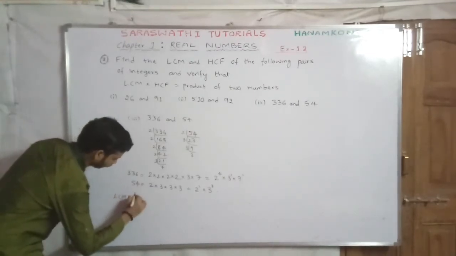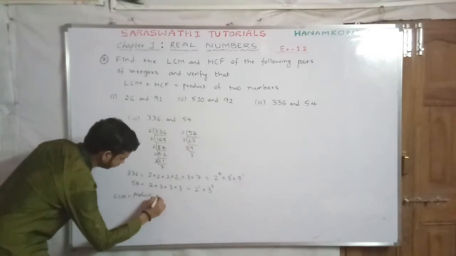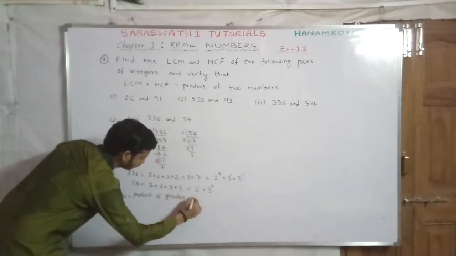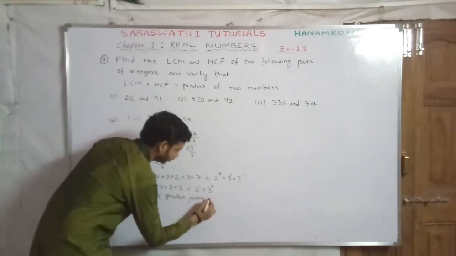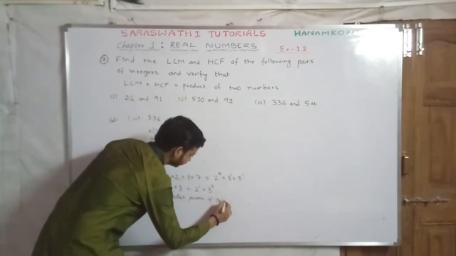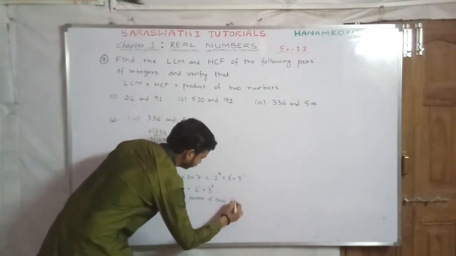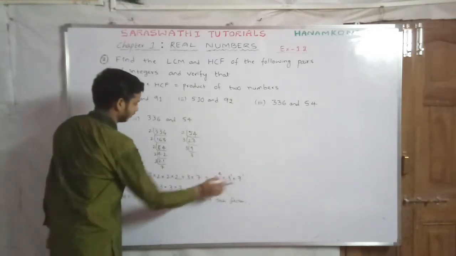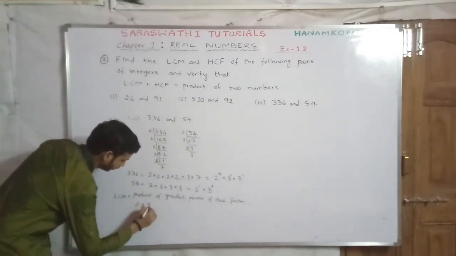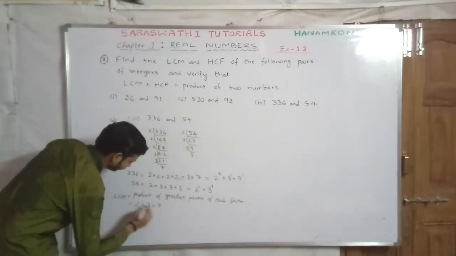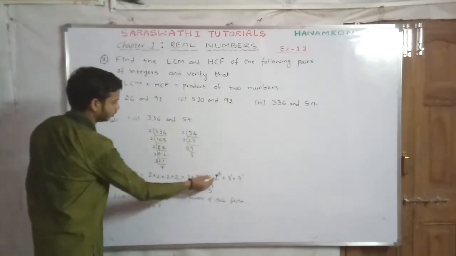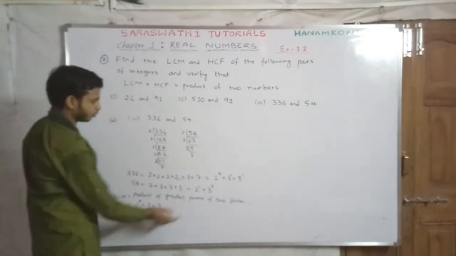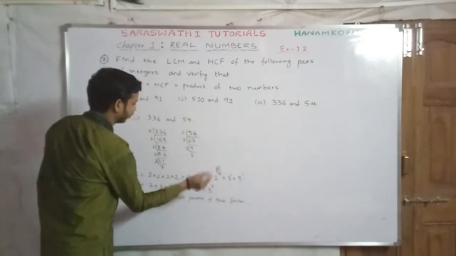LCM, we know, is the product of the greatest powers of each factor. Here the factors are 2, 3 and 7. The greatest power of 2: 2 power 1, 2 power 4, so 2 power 4 is the greatest. The greatest power of 3: 3 power 1, 3 power 3, so 3 power 3 is the greatest.